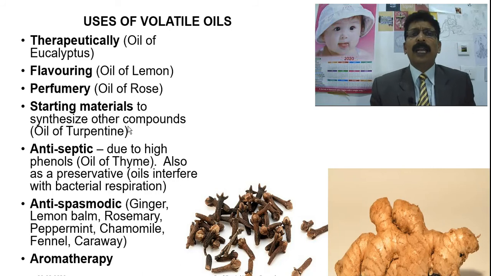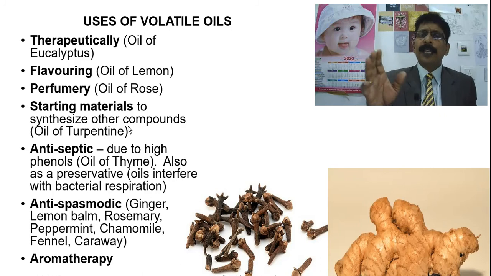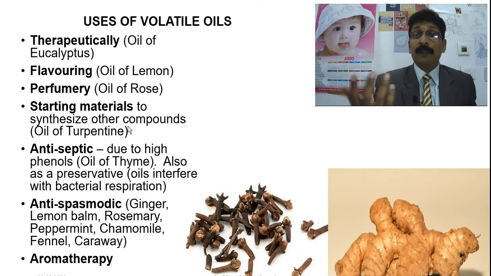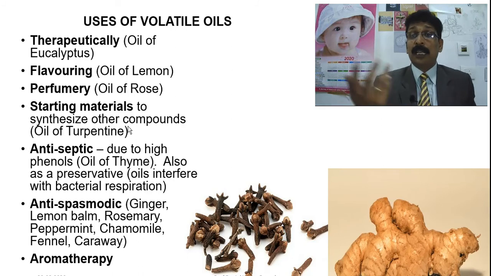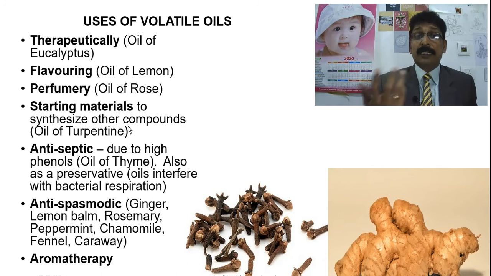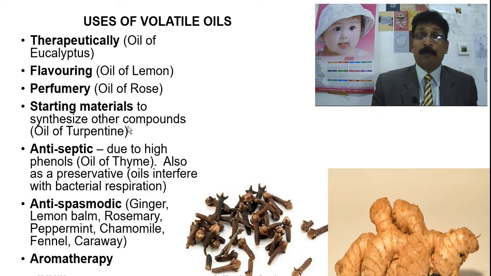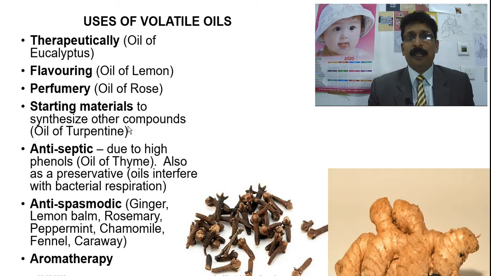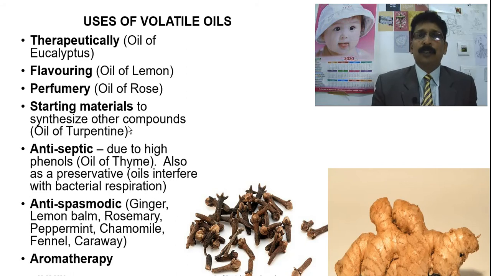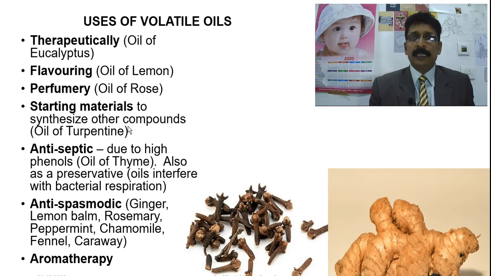And uses of volatile oils. Therapeutically, for example, eucalyptus is most commonly used for common cold. We use the volatile oil for a running nose, and if you have a nasal block, congestion can also be relieved by eucalyptus oil. Not only that, it has an analgesic effect also. It can be applied for muscle pains and rheumatic pains, and very commonly we know that it is used for common cold and congestion in our nose.